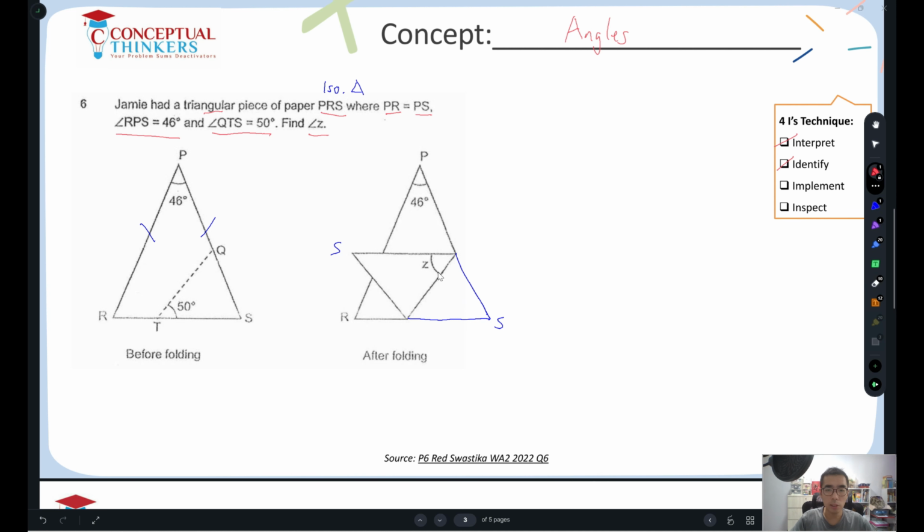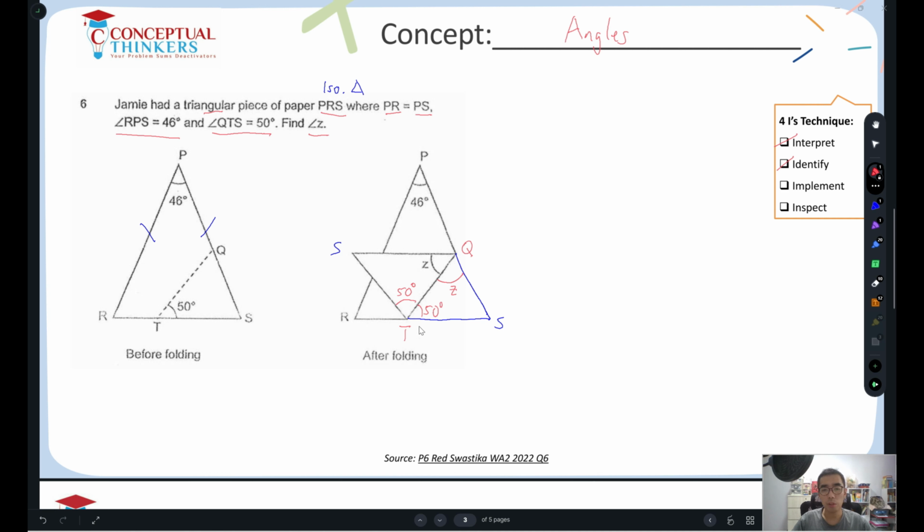Now this angle Z is actually created based on this folding line. So this folding line QT, yeah, we can introduce our Q and T here. Now this angle here will be Z also. When you have a folding line, this angle created will be equal to this angle created. So in this case, it will be Z. Next, we also have an angle 50 here. So this 50 degree will be equal to this 50 degree, because they cut this big angle into 2 equal halves when you fold it up.